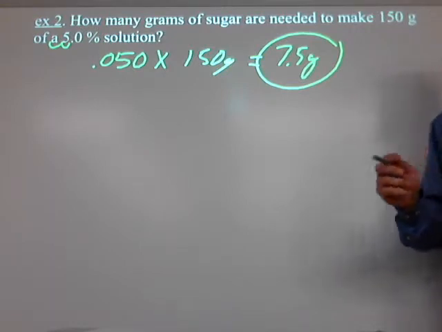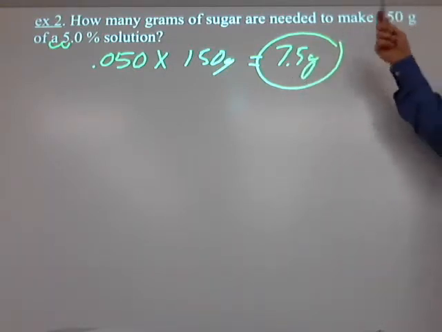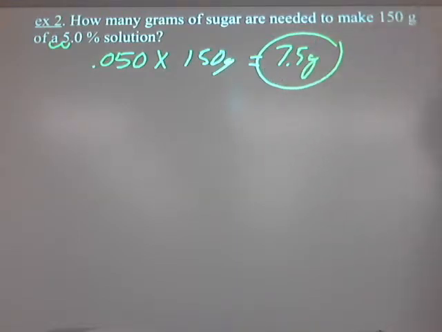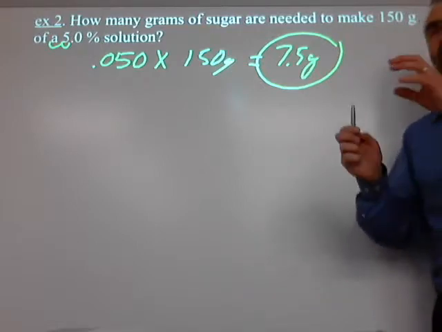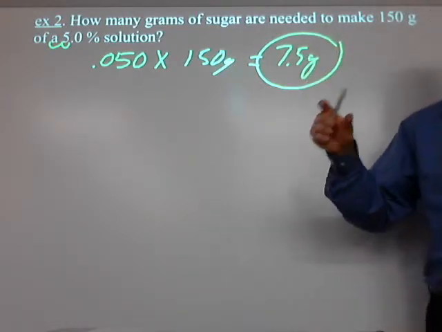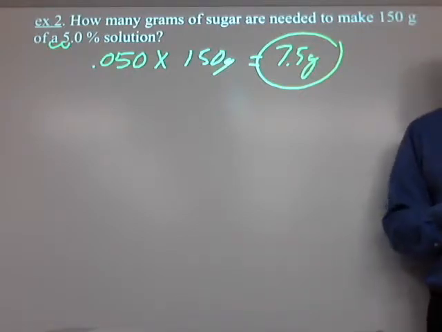You'll have to know to add 7.5 grams of the salt or sugar or whatever I'm having you make into 150 grams of water. By the way, you are going to have to do this in that lab. You're going to make one solution here, another solution there, and then you're going to mix the two together to see if you get a precipitate.